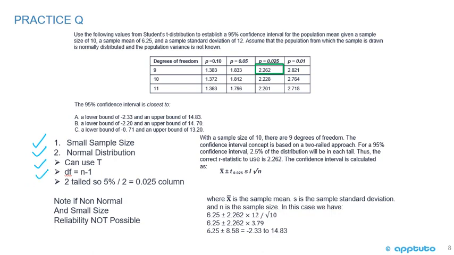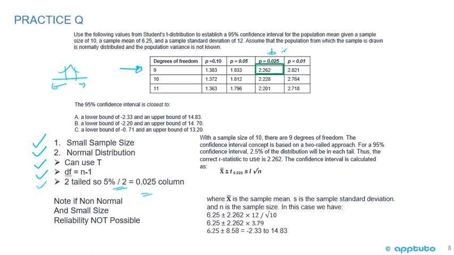Okay, the degrees of freedom is n minus 1. So we know that the sample size is 10. We're going to be using the row for 9. And it's two-tailed because we're looking at a sample mean and we want to have a range. So it's both sides, left and right. So we're going to use 5% divided by 2. 95% confidence, 5% divided by 2. We're going to use the 0.025 column.